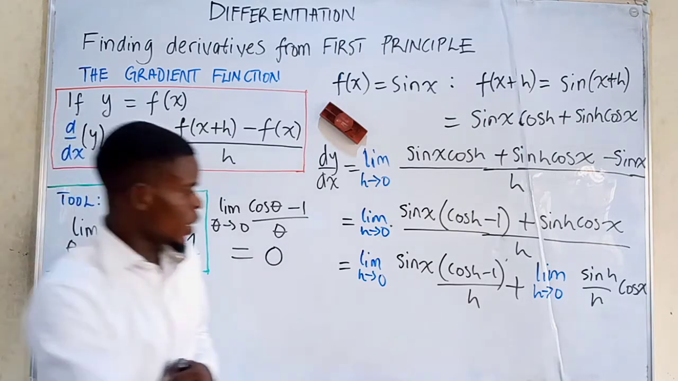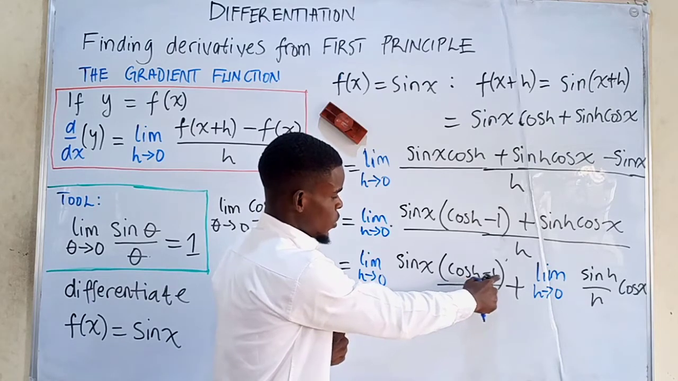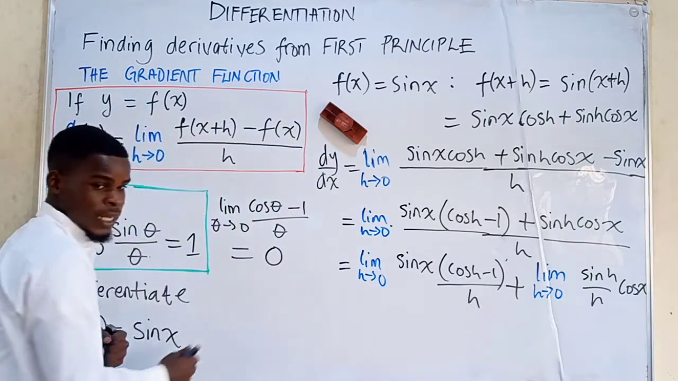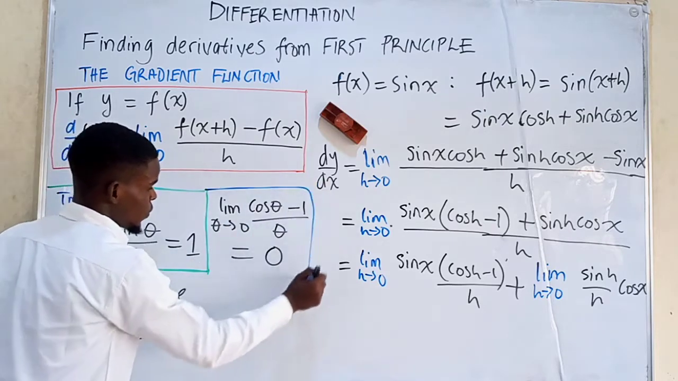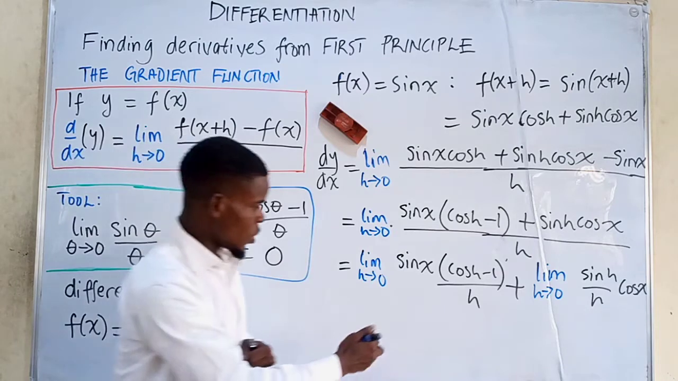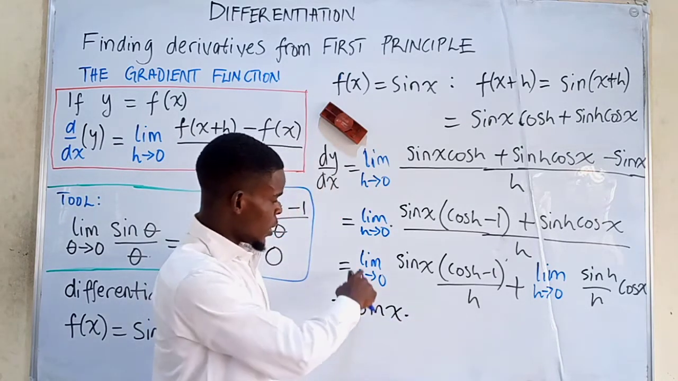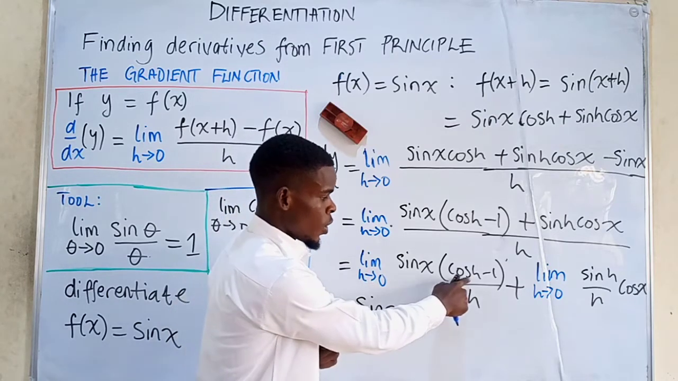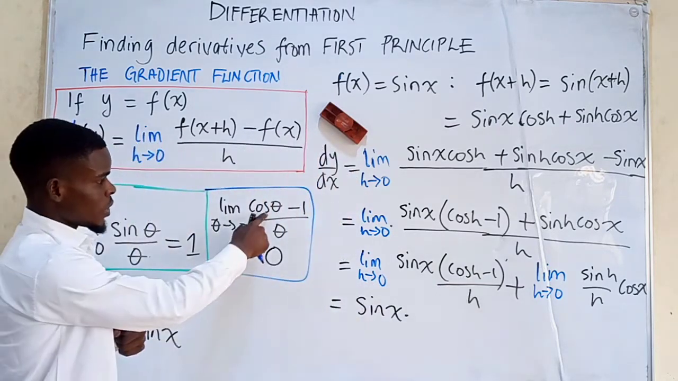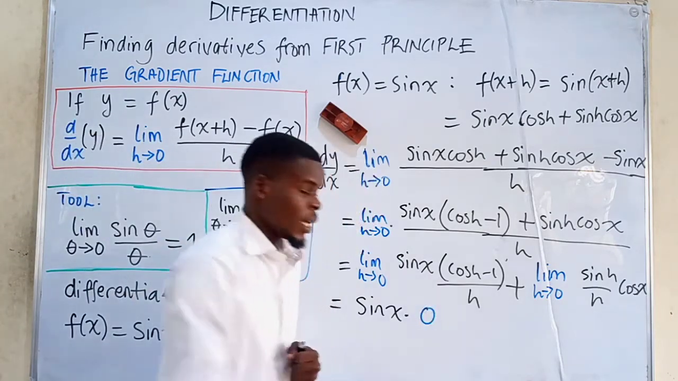So we have the limit as h tends to 0 of cosine h minus 1 divided by h. It has the same structure, the same form as this, right? So the result of this limit is going to be 0. So I'm going to put it down here as sine x times the limit as h tends to 0 of this cosine h minus 1 over h, which has the same form as cosine theta minus 1 over theta. The result of that limit is just going to be 0.